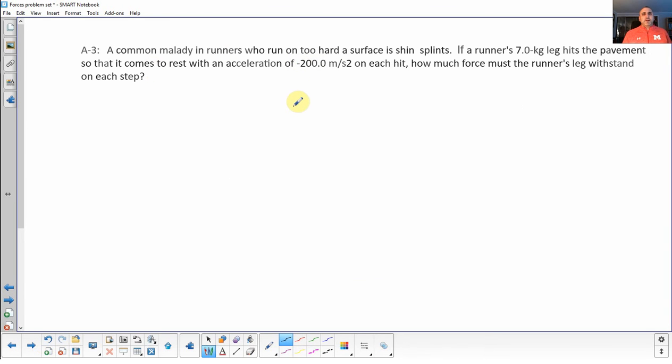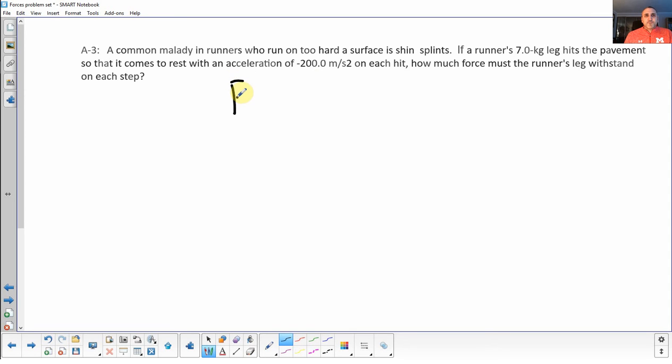Next, a common malady in runners who run too hard on the surface is shin splints. If you've ever had them, you know it's not pleasant. For runners, a 7 kilogram leg hits the pavement so that it comes to rest with acceleration -200 meters per second squared on each hit. What kind of force must the runner's leg withstand?